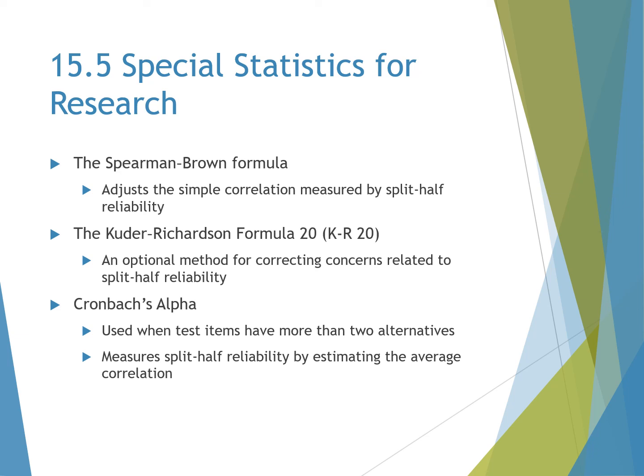Spearman-Brown is a correlational formula to identify split half reliability. So there's two basic concerns in split half reliability. One is that the scores are based only on half of the test scores, and so it tends to underestimate the true reliability of the full test. So Spearman-Brown increases the size of the correlation to produce better estimates of the reliability.